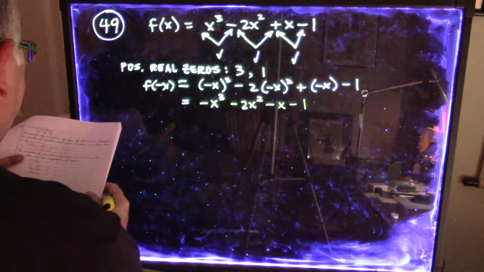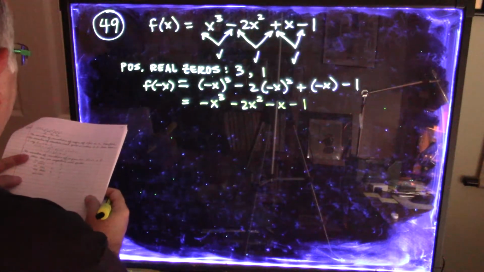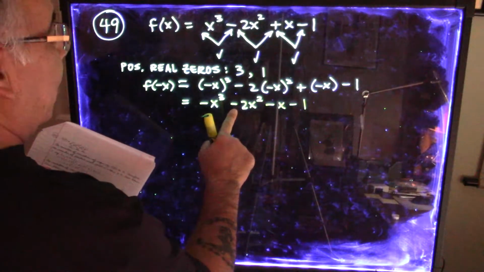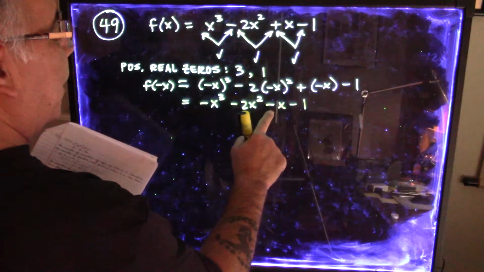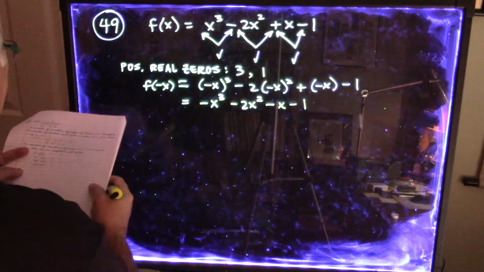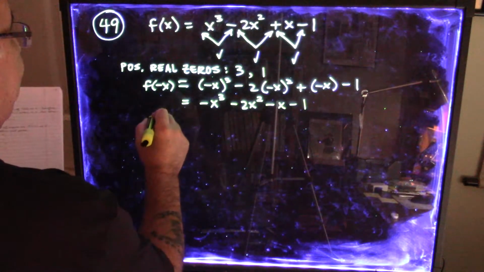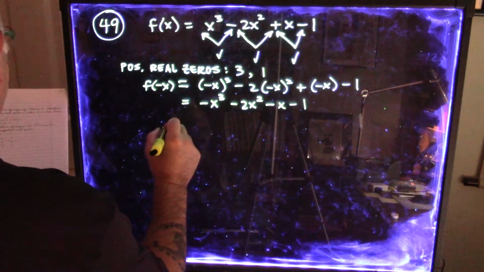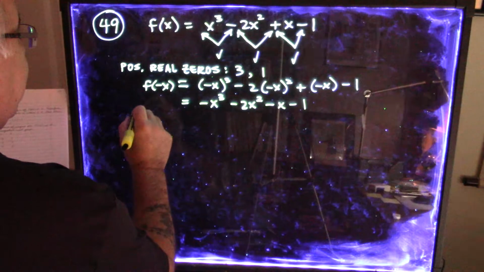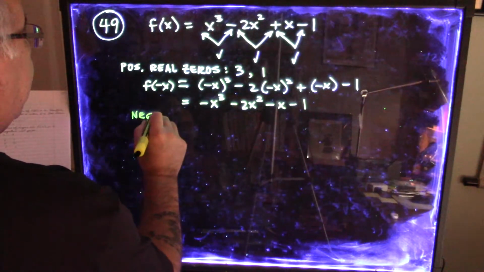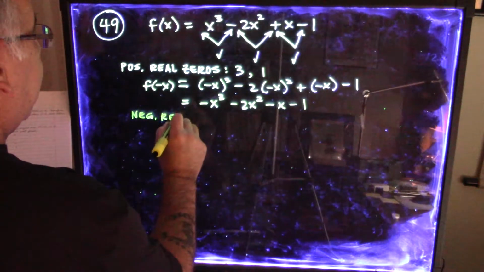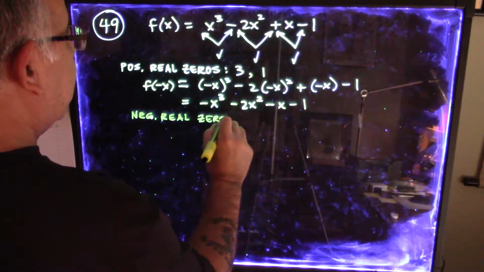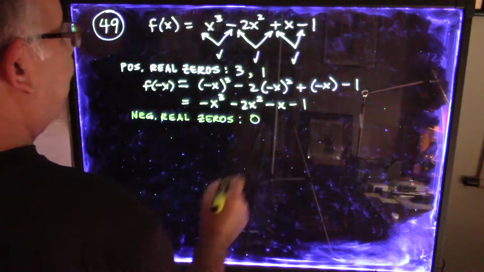Alright? So how many variations of sign do we have? Negative to negative? No. Negative to negative? No. Negative to negative? No. So there are no variations of signs for f of negative x. So that means there are no negative real zeros. Negative real zeros, 0. Alright?